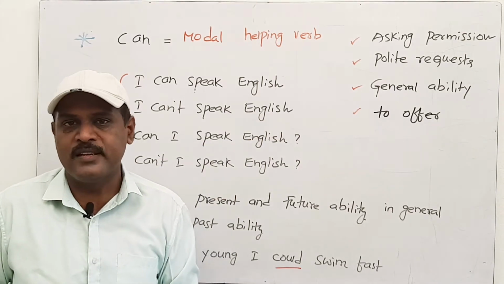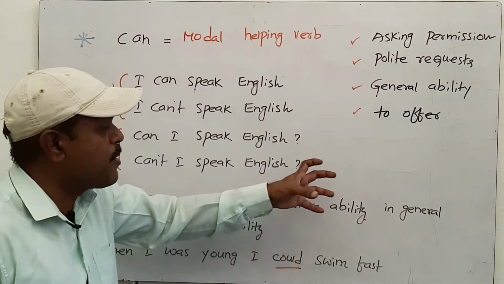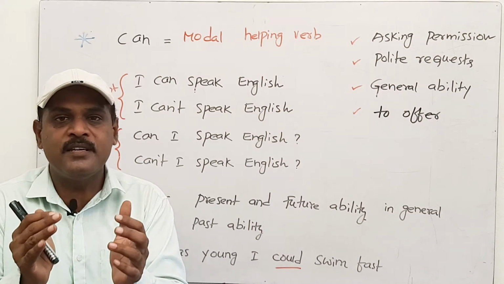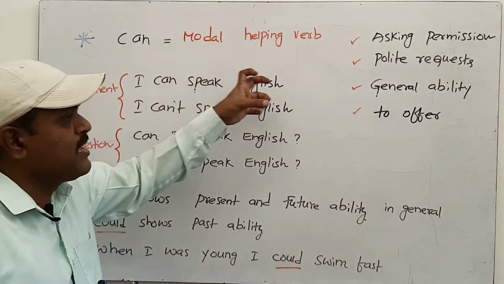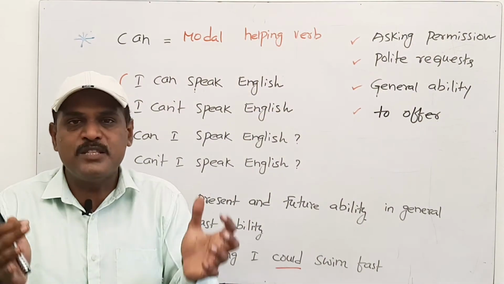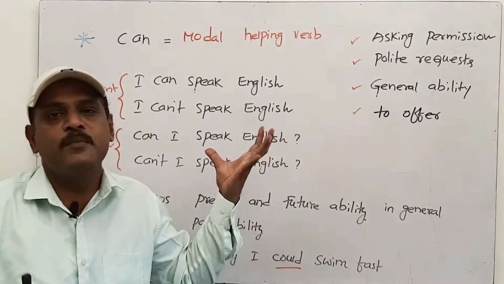Next point is, can shows present and future ability in general. Example, I can speak English. It means right now, at this moment, in this period, I can speak, I have the ability. In future also, I have the same ability.